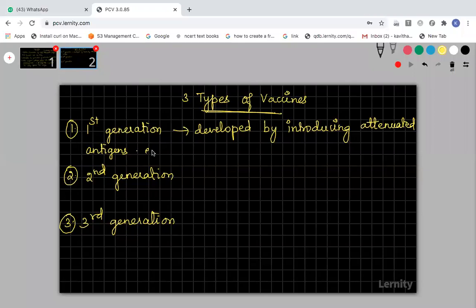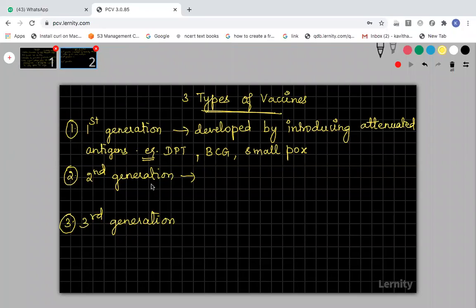Let me give you some examples for first generation vaccines. The DPT vaccine is a first generation vaccine. The BCG vaccine is also a first generation vaccine. Then the smallpox vaccine is also a first generation vaccine. All these vaccines belong to the first generation, where we develop vaccines by introducing the attenuated antigen directly into the body. Now, what is advanced in the second generation vaccines?